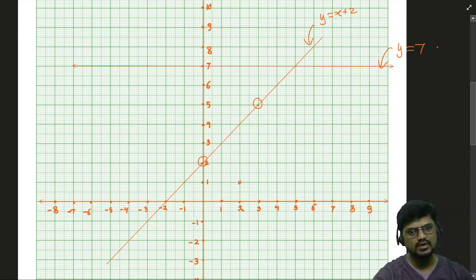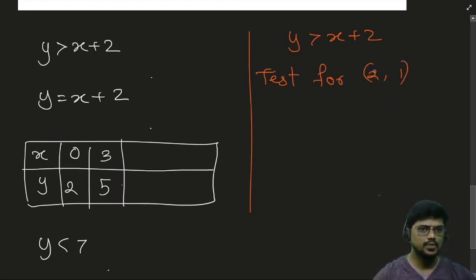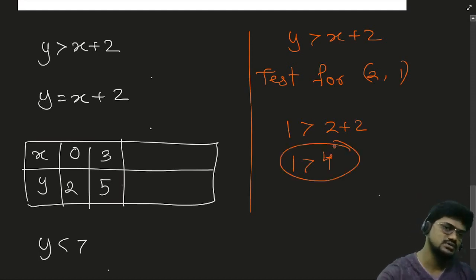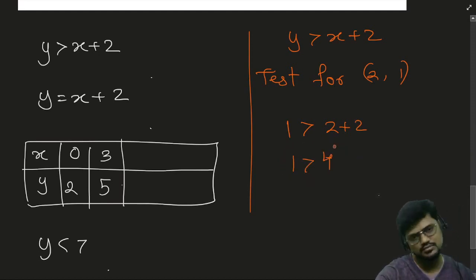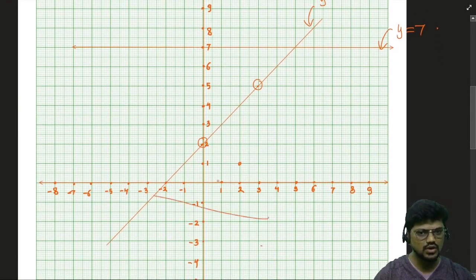So you can test for 2 comma 1. You put these values over here. X value is 2 and y value is 1. So 1 is greater than 2 plus 2, so 1 is greater than 4. Is this condition true or false? False. That means that point will not lie in the region. The point which we have considered will not lie in the region, which means the region is not this. The region will be on the upper side only.